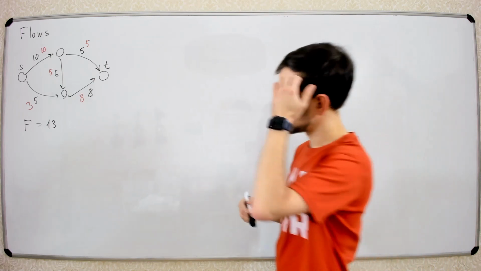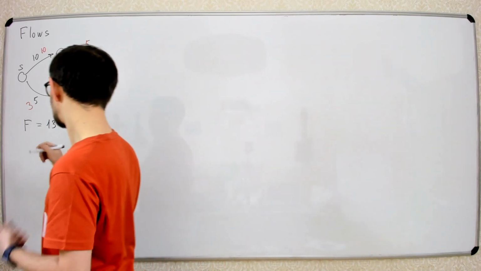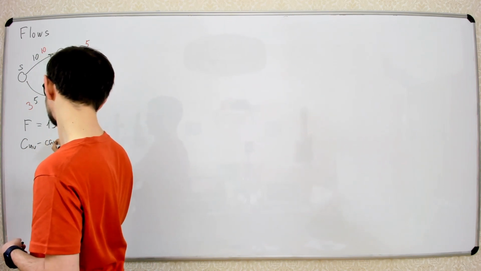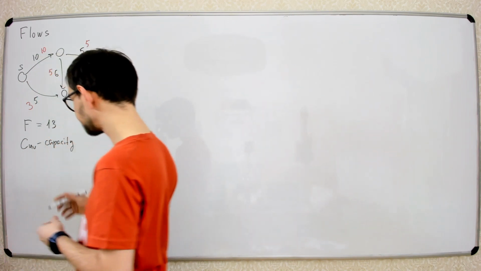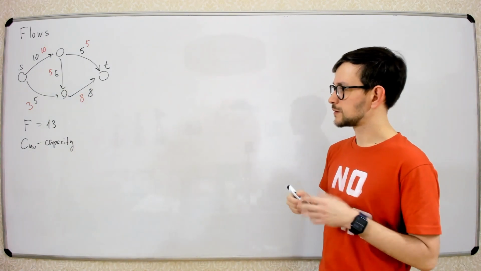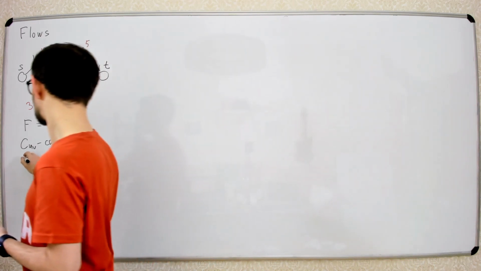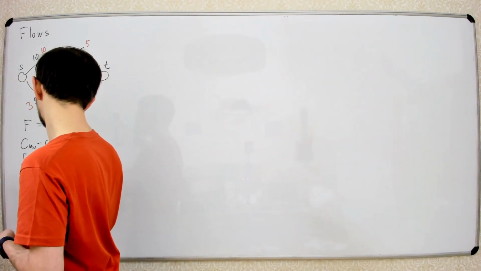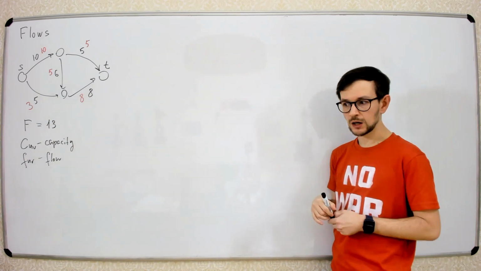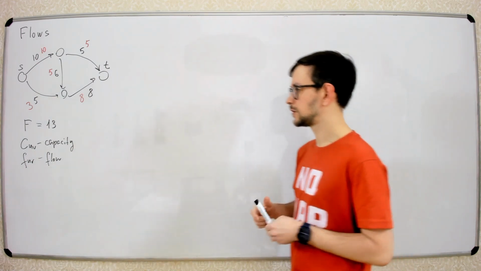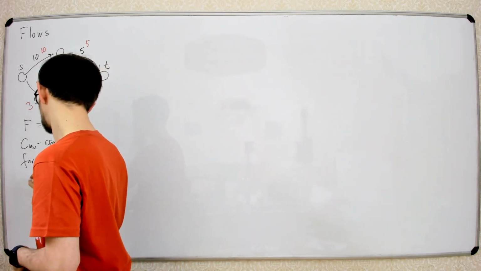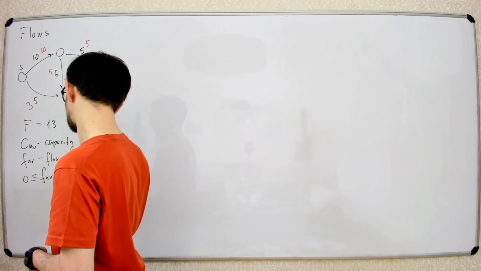So we will say that for each edge, we have the value C UV. It is the capacity of the edge. And these red values are the flows. Yeah, so we have another value f UV, which is the flow. And there is a simple constraint, so the flow should be at least 0 and at most capacity.